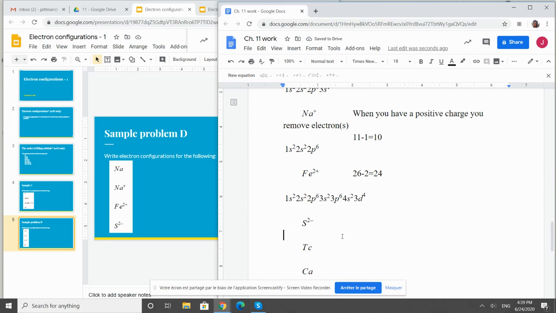And then the last one is S with a 2- charge. So this is sulfur, so it has 16. And then I'm adding electrons because it's a negative charge. So it's a total of 18 electrons. Or you could think about it as if you're just doing the electron configuration for argon. And then I've used all the electrons, so I don't need to move on to the next one.